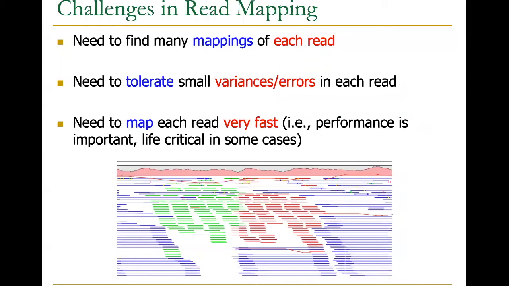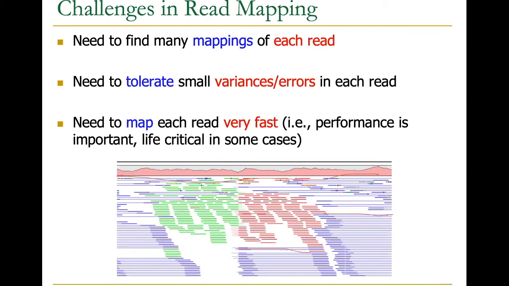And we need basically to tolerate small variation or errors in each read. We call them errors because they might be sequencing errors, but if they are genetic differences, then we call them genetic variations. And this variation is what we are actually looking for, not the sequencing errors, because we want to know what the differences are between my genome and your genome, such that I have this disease, but you don't have it. This is normally the aim of this study, but not to find the sequencing errors.